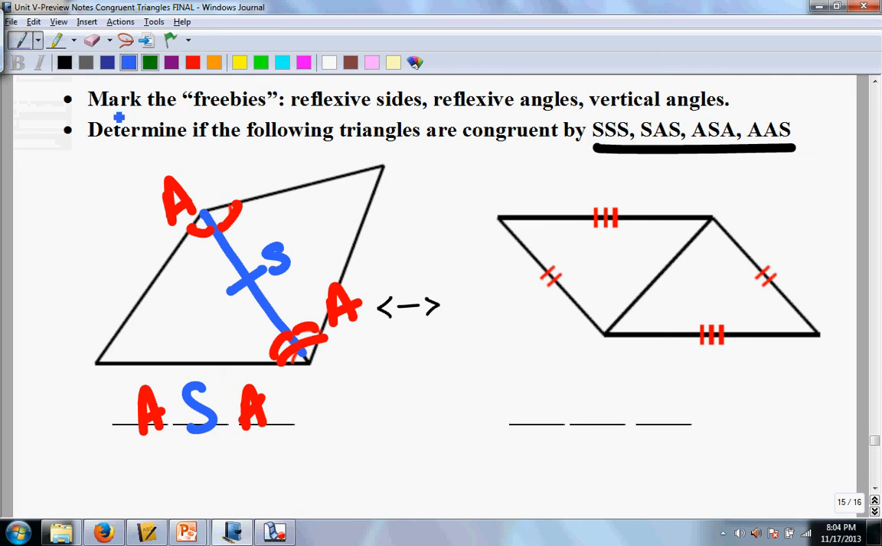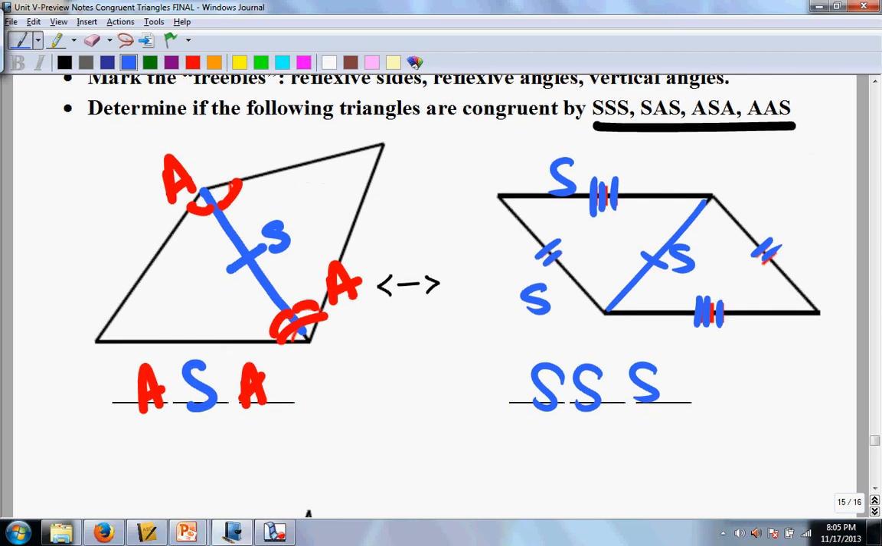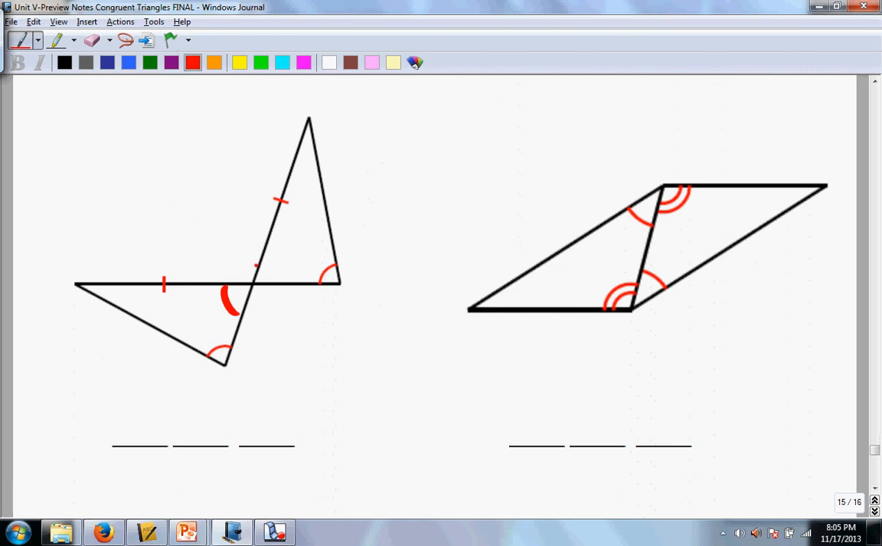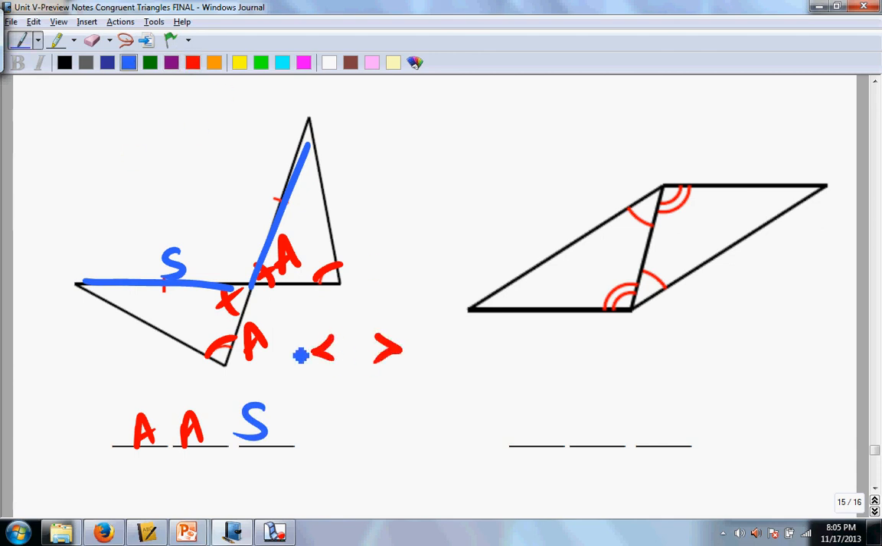This one, we have a pair of congruent sides. We have a freebie side, then another pair of congruent sides, and then a third pair of congruent sides. So this shortcut is side-side-side. Down here, let's take a look at our freebie. Our freebie is we have a pair of angles. We have another pair of angles, and then we have a pair of sides. So this one should read angle-angle-side. I call this the tail, because it's angle, angle, and then a side.